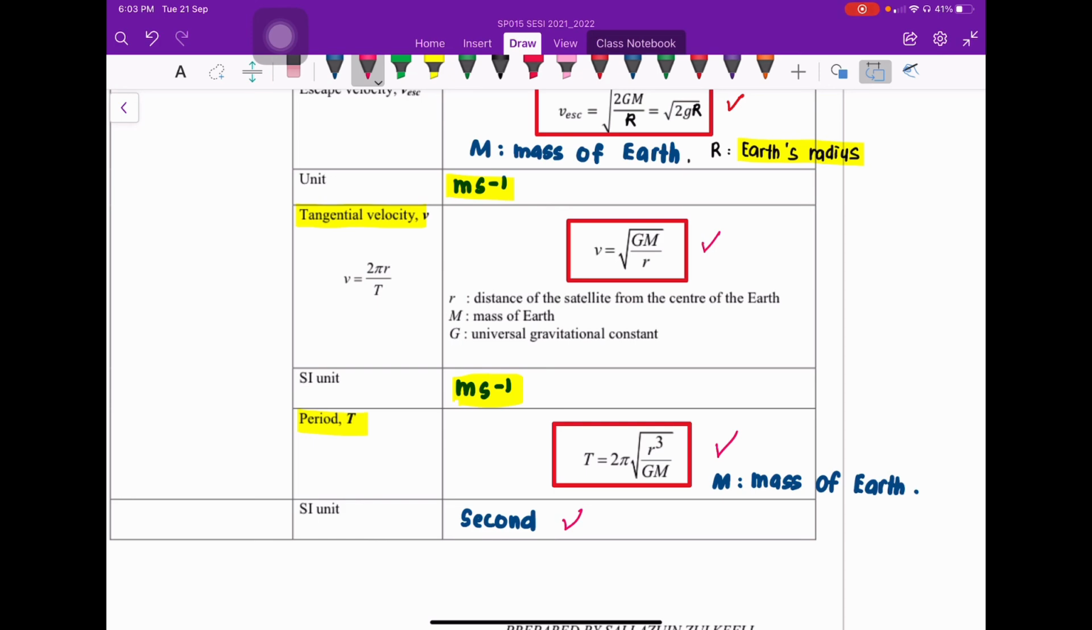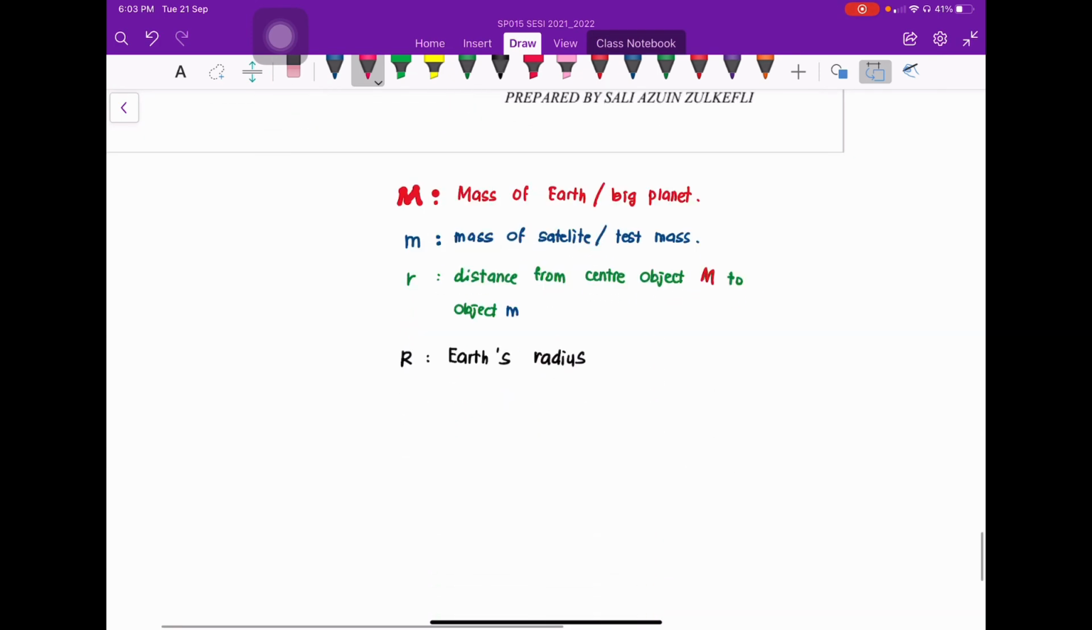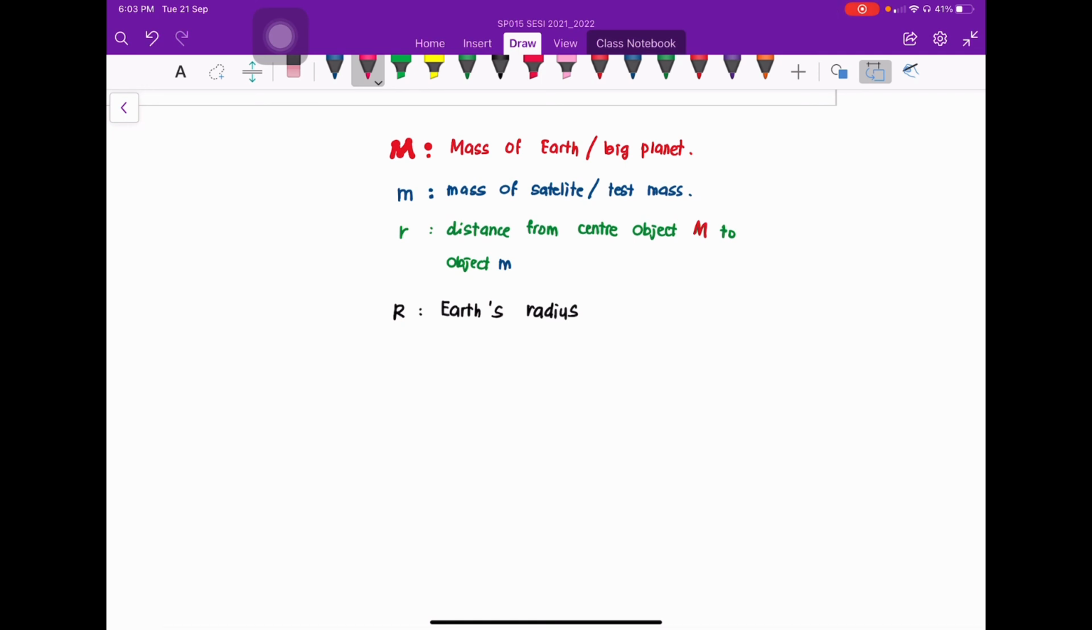From this topic, we have the conclusion here. For the capital M here, make sure it is the mass of the big planet. The symbol small m is a test mass or smaller planet. The small r here is the distance from the center of the first object to the second object. And the capital R is Earth's radius. Thank you.